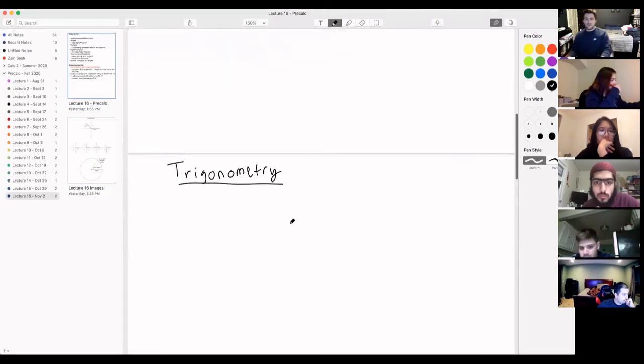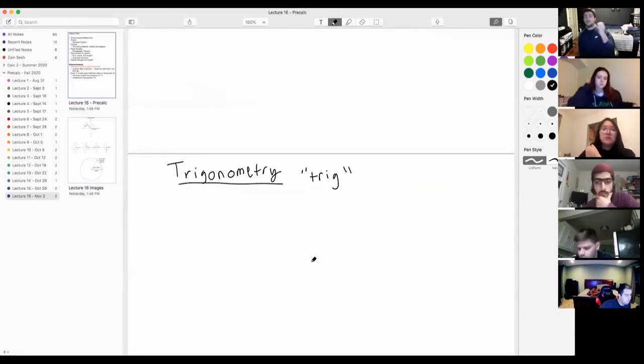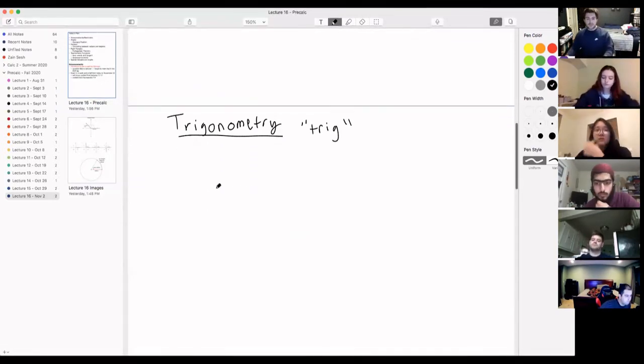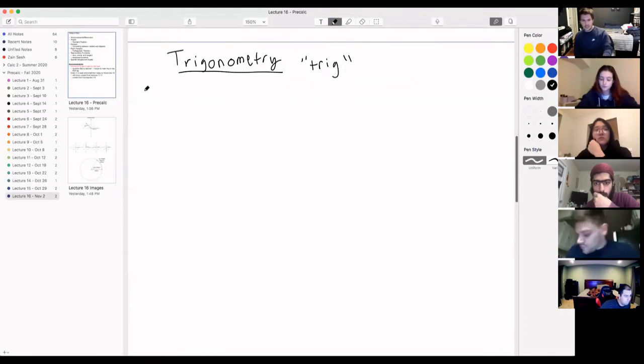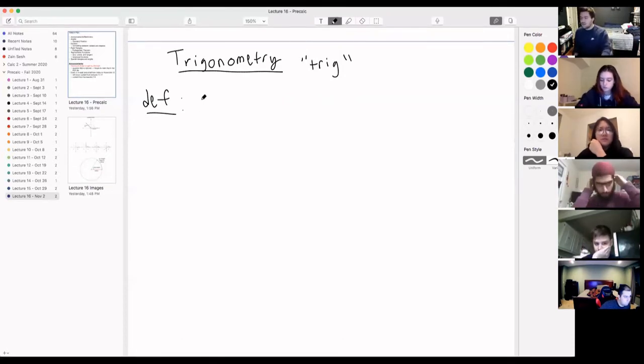Trigonometry. So I'm going to mostly refer to this as trig, just because it's a lot easier and quicker to say. So if you hear me say trig, it means trigonometry. All right, we're going to start off with some very basic concepts and definitions. So first thing we'll talk about is a ray.